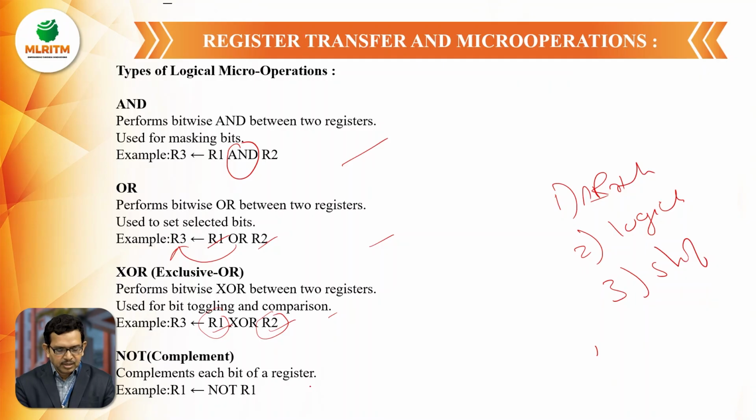Right. The next one is NOT, which is complement. Complement in the sense, R1 ← NOT R1. We call it negation. Whatever bits are present in the register, suppose the register contains 1011001, if I make it a complement, it becomes 0100110. So in this way, we are making the exact opposite of all the bits which are present in the existing register.